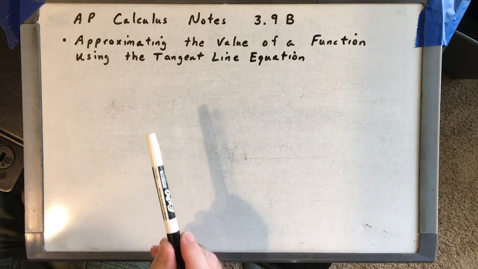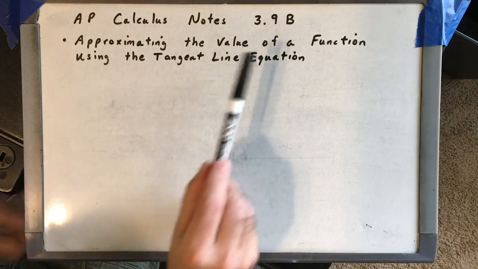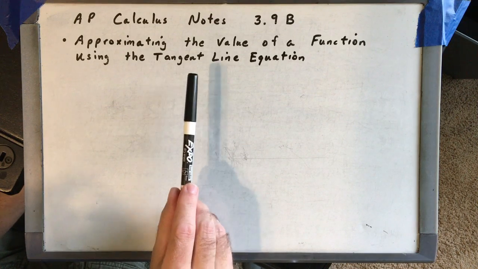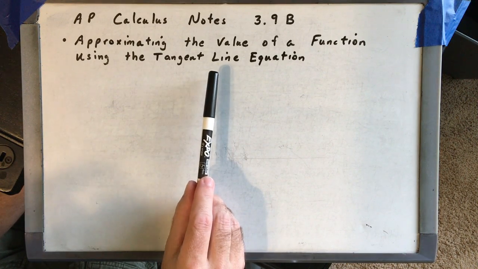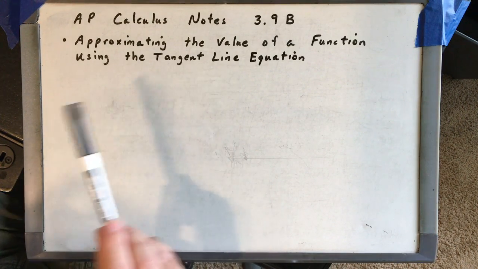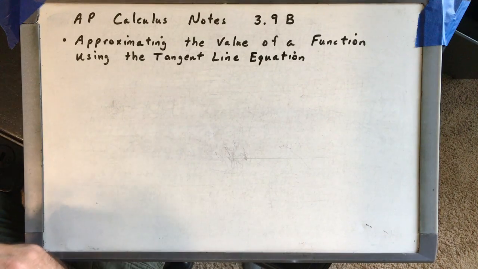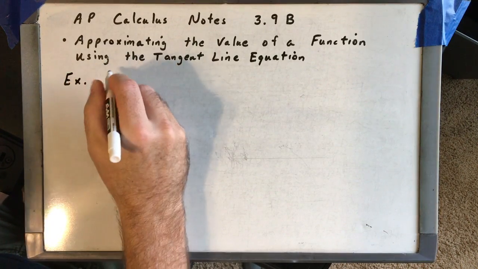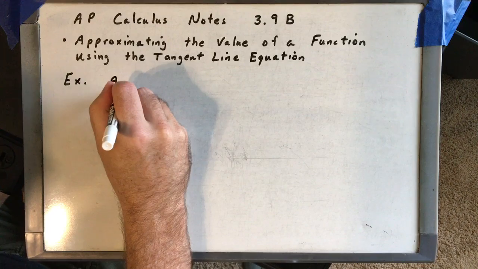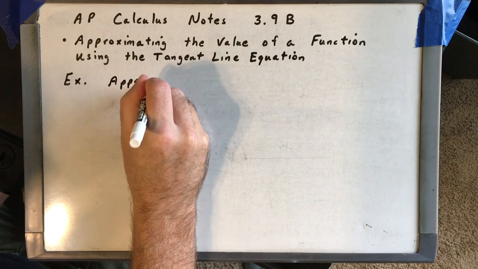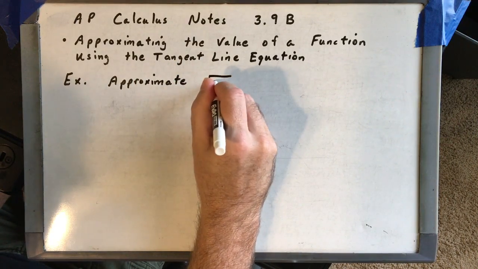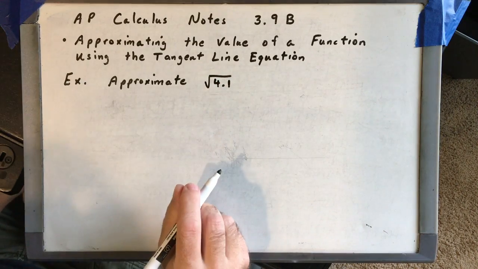So we're going to use what we learned in the first lecture from 3.9, how the tangent line can give you a good approximation or estimate of the actual value of a function when that function is difficult to find the actual value. So our example is going to be to approximate the square root of 4.1.